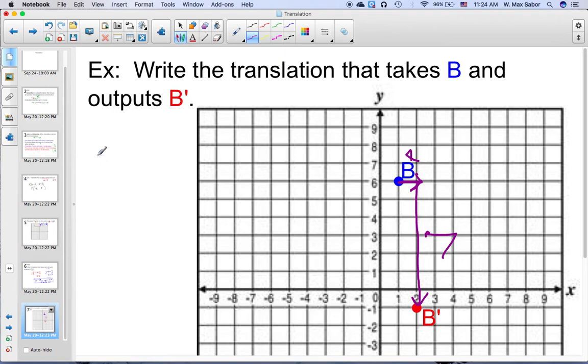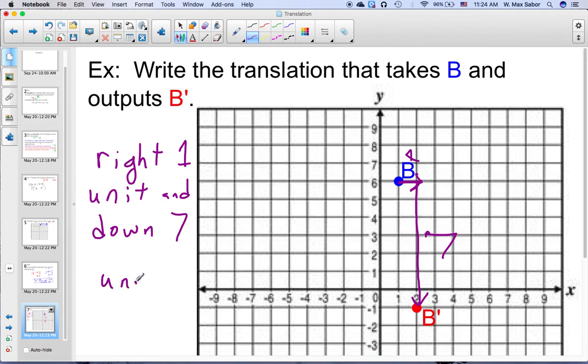So write 1 unit right and down 7 units. That's how we perform translations.